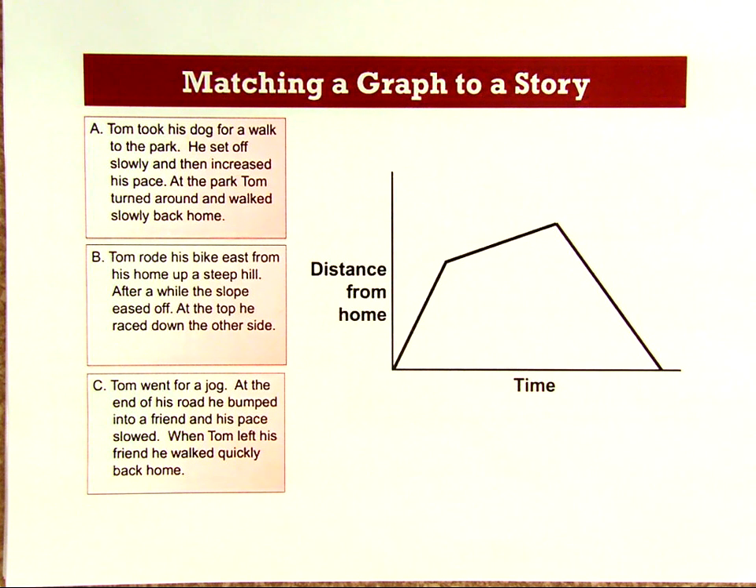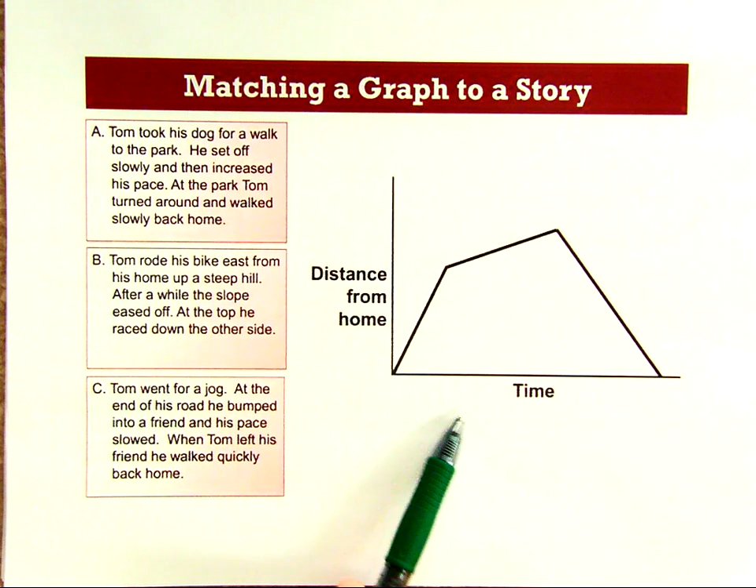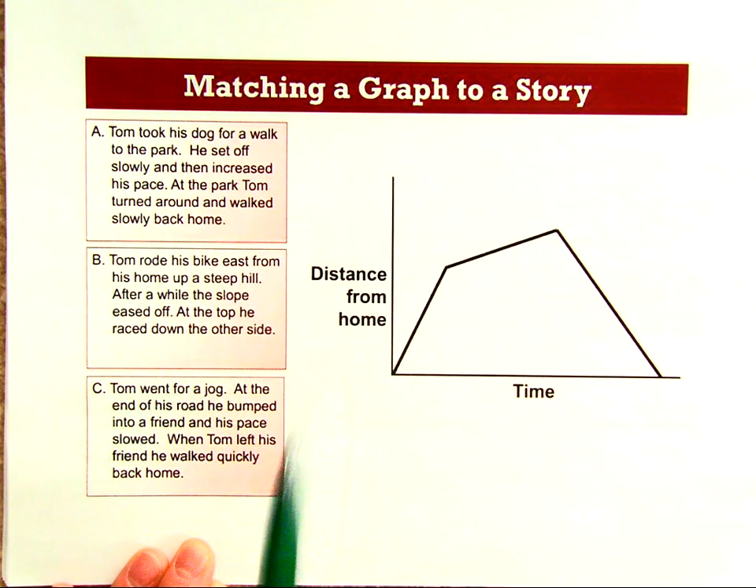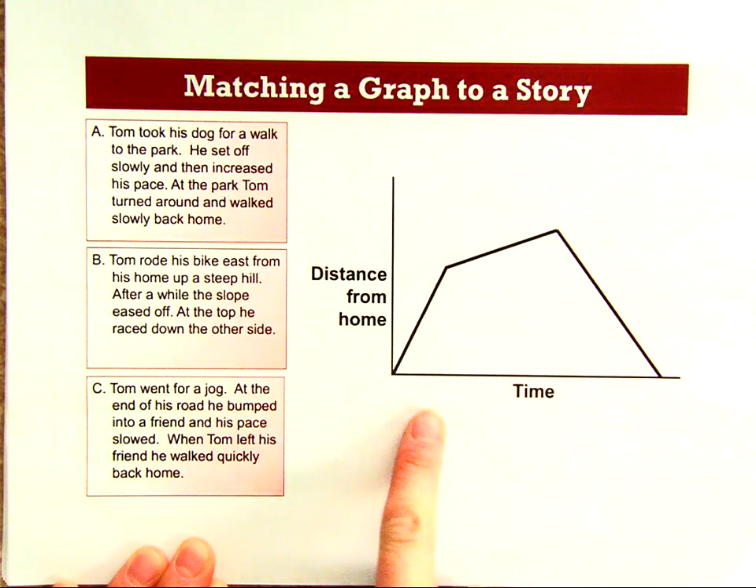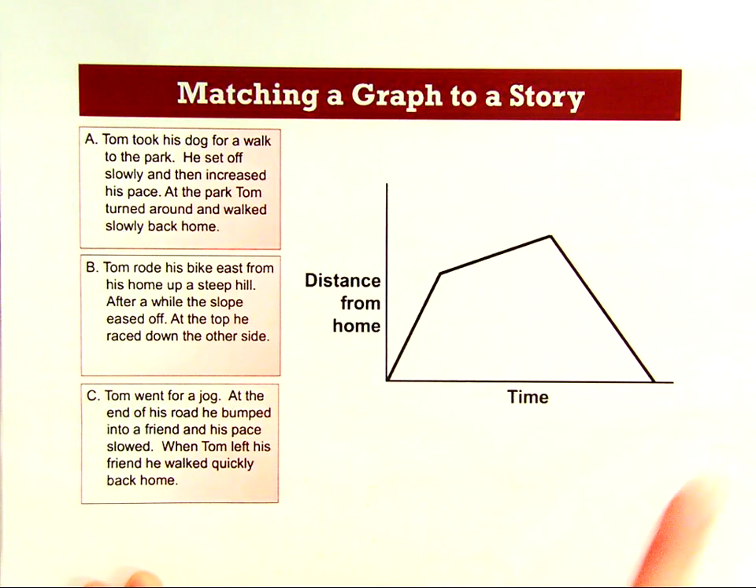So I actually want to have you try this one first. So read your three options, either A, B, or C, and pick which one you think matches this graph. Make sure you pay attention to our axes every time you look at a graph because they're going to change. So this is distance from home over time. So go ahead and pause the video and select your answer.